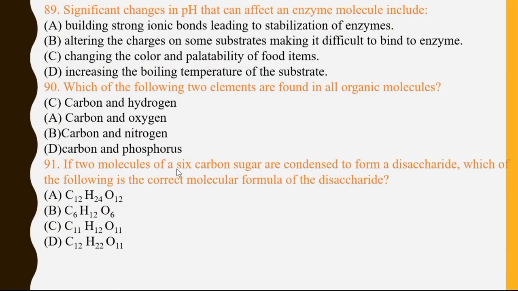If two molecules of 6-carbon sugar are condensed to form a disaccharide, which of the following is the correct molecular formula of the disaccharide? A. C12H24O12. B. C6H12O6. C. C11H12O11.